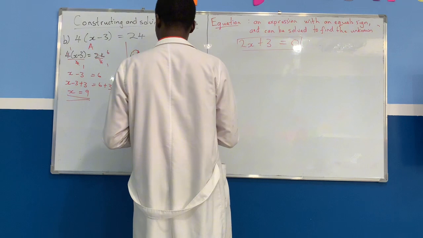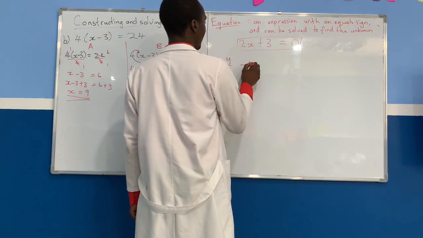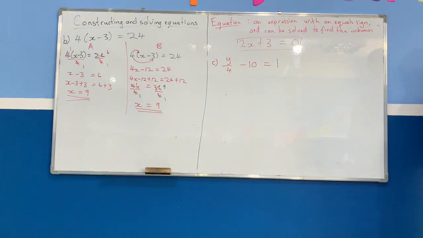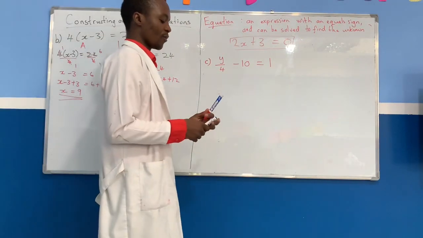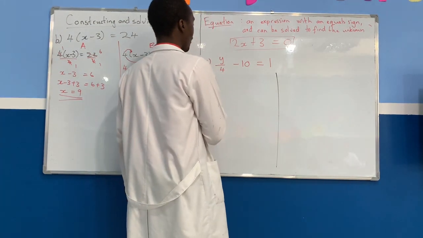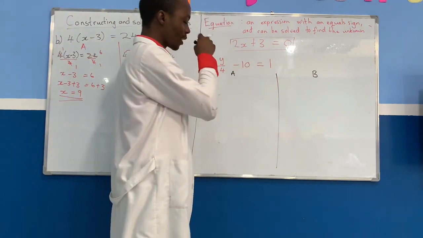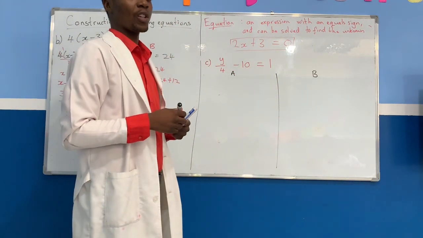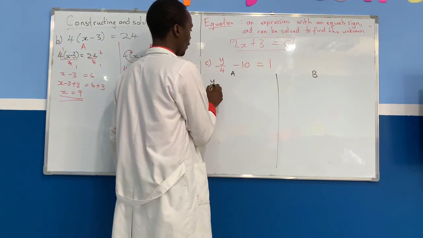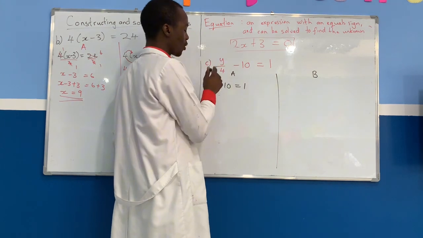Let's try question C. y over 4 minus 10 equals 1. Let's go. To solve this one, we are going to use two methods, method A and method B. You can see here that we have a fraction part, y over 4, so we need to eliminate that fraction part first. y over 4 minus 10 equals 1.